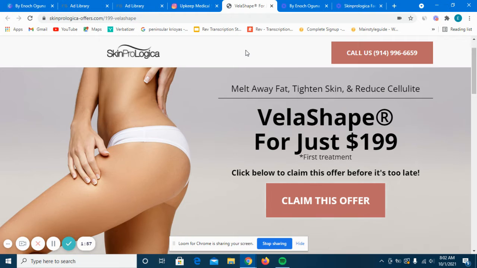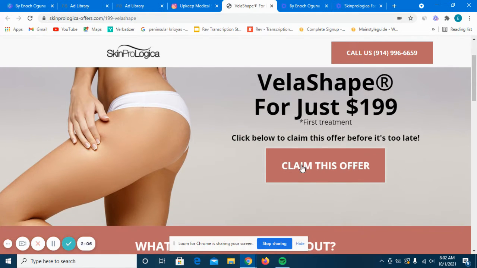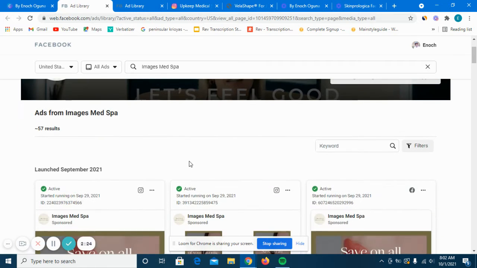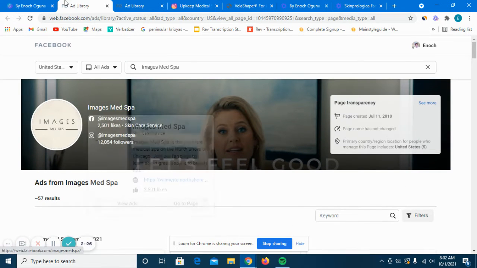So as you can see, it's not necessarily something that is a long sales process. It's just a simple sales process. Ad, landing page, claim this offer, give them something that they can sign up for, something that is ideally of value to them, something like an offer, and then they sign up, and then you contact them in the future, right? So let's look at these other types of ads over here, and this is like the Images Med Spa.